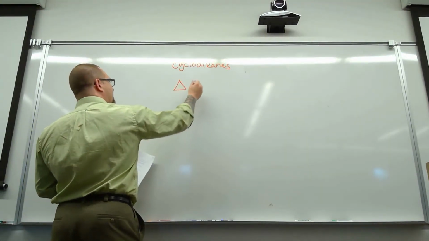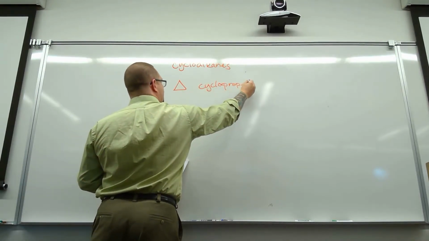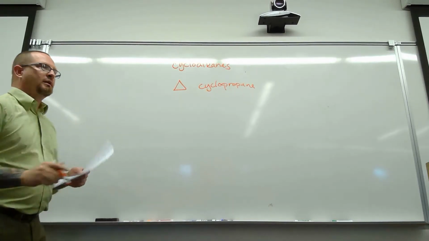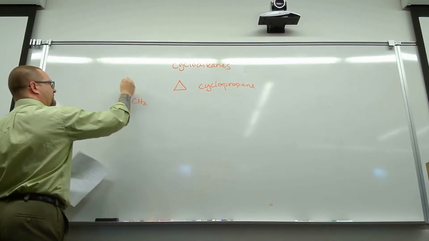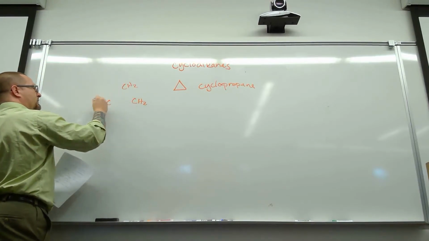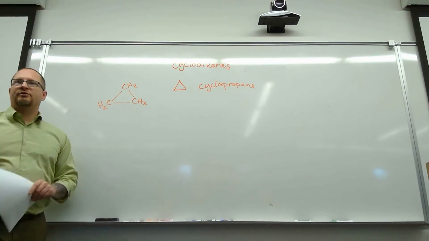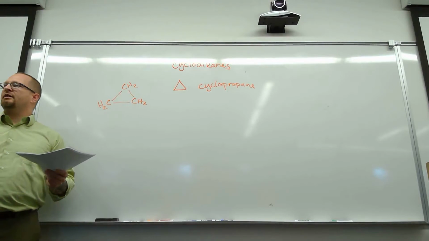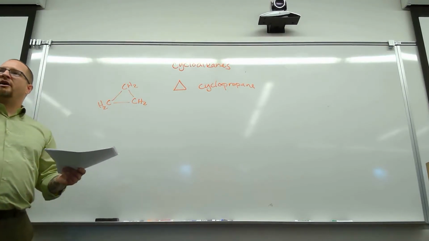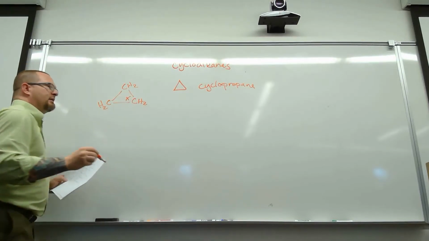We have cyclopropane, which is a 3-membered ring. So this is just CH2, CH2, CH2. These are not super common because they undergo significant ring strain. They're possible, but they're high energy, because they have so much strain in this bond.